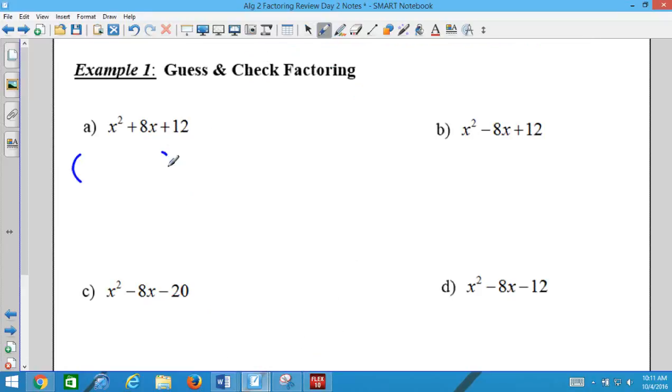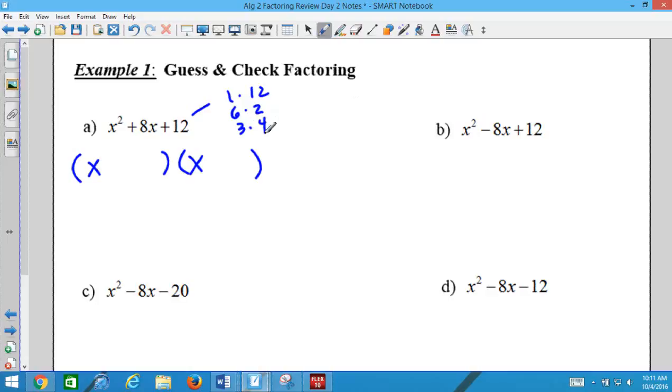So we're going to make our 2 parentheses. We're going to start by looking at our first term, which is x squared. So I'm going to put an x and an x here. That x times x is x squared. Now I'm going to look at 12. What factors do I have of 12? 1 and 12, 6 and 2, 3 and 4.